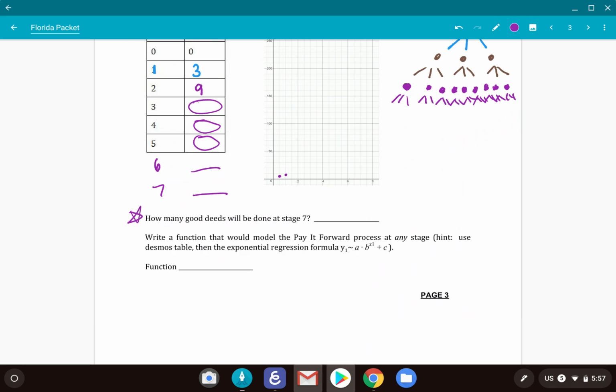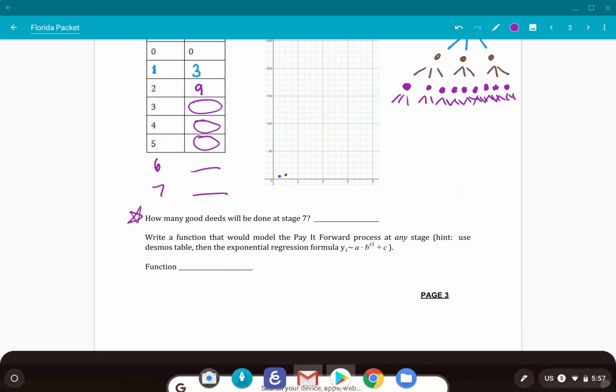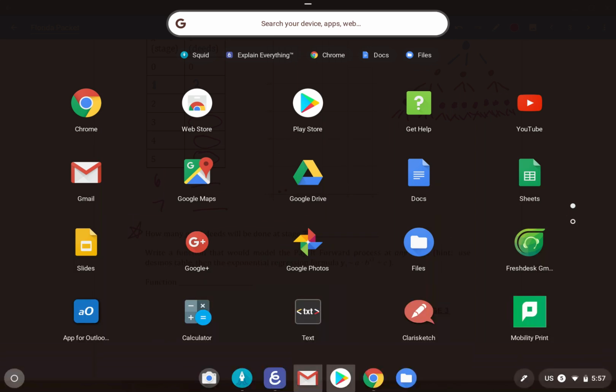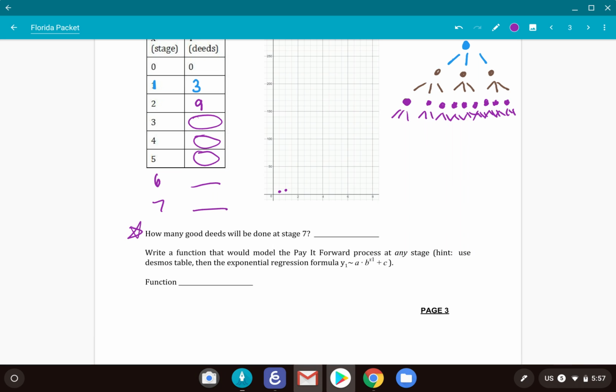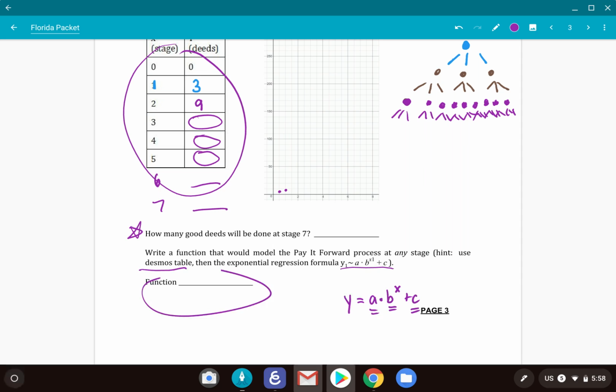So if you could remember, I showed you guys how to go to Desmos and put your table in. So this is your table on Desmos. And then once you put that table in, you're going to use your exponential regression formula. And it's going to give you an A value, a B value, and a C value. And you need to plug those in order to get your function.